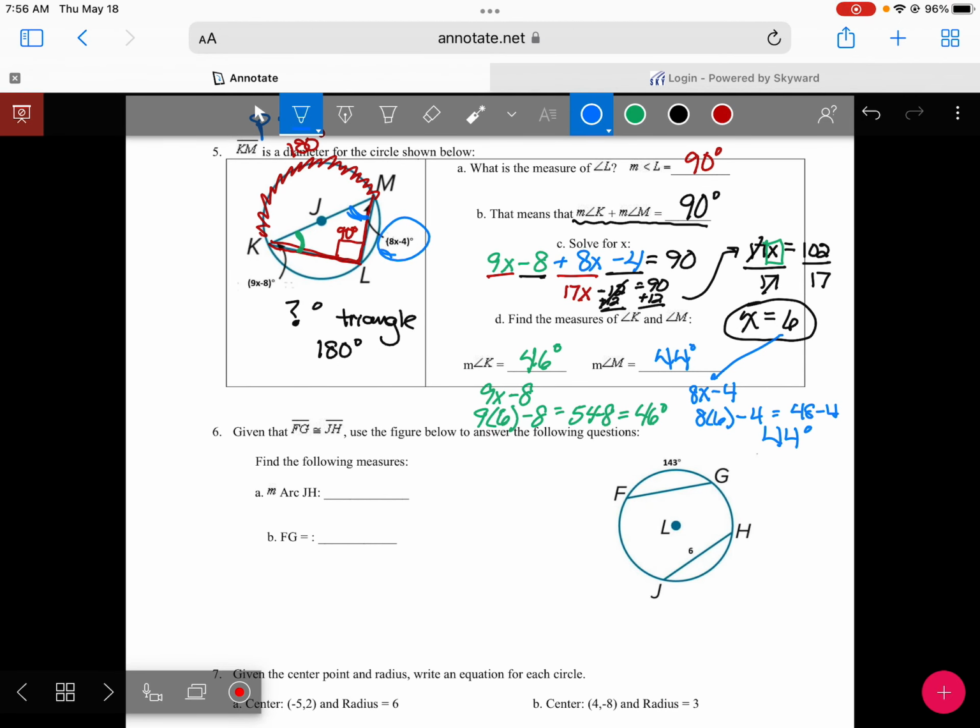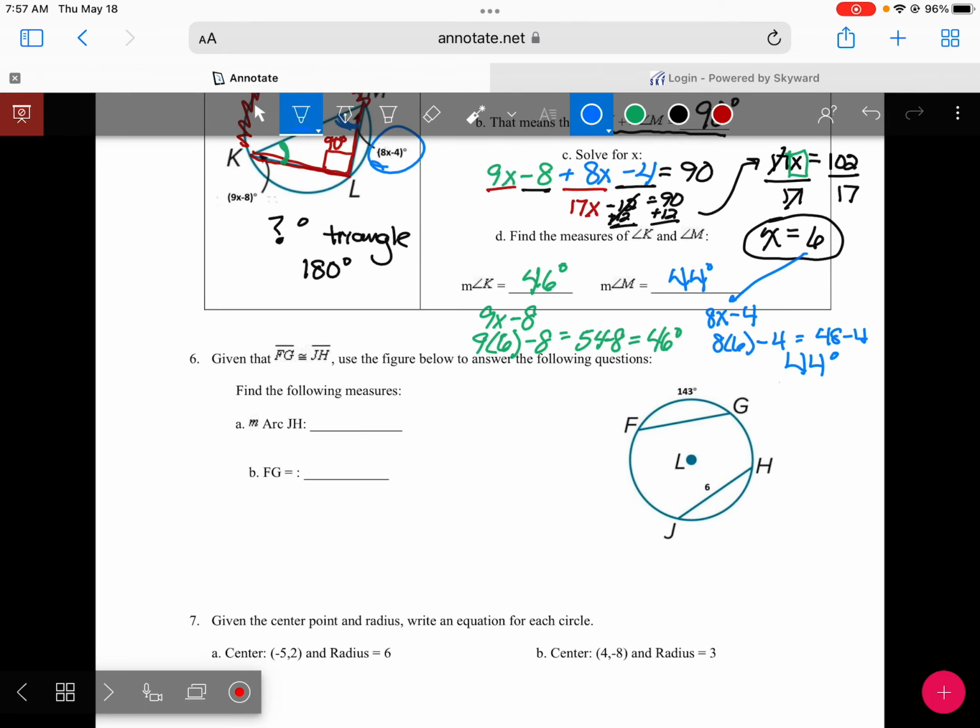Would you ever have to actually do the other one? Or do you just subtract 46 from 90? You could do that. Absolutely. You wouldn't have to. Very good thinking. Because they both add up to 90 anyway, right? So if you find one, 90 minus 46 does give you 44. Excellent thinking. Good job. All right, let's take a look at number 6.